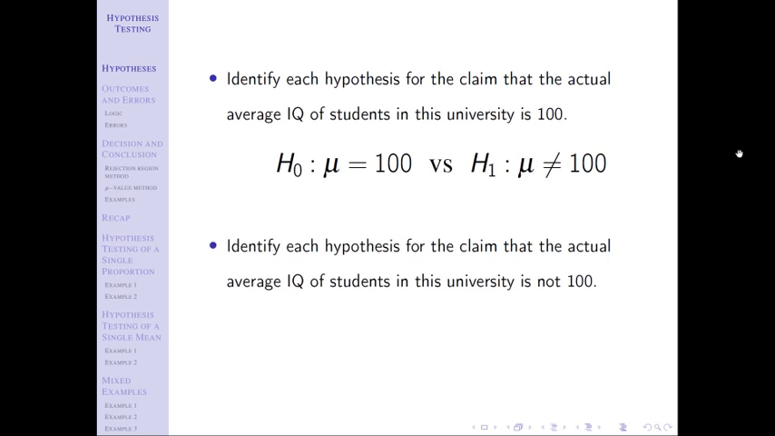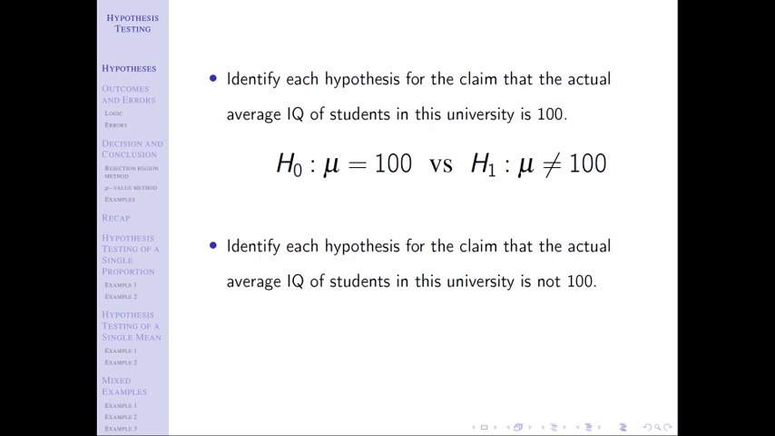Next example, identify each hypothesis for the claim that the actual average IQ of students in this university is not 100. Same thing: actual average, that's mu. The number's 100. The operator that goes in between them is not equal to. So my claim is a not equal to claim. Back to that worksheet at the top, the third bullet point: if the claim is equal to or not equal to, the alternative hypothesis is not equal to.